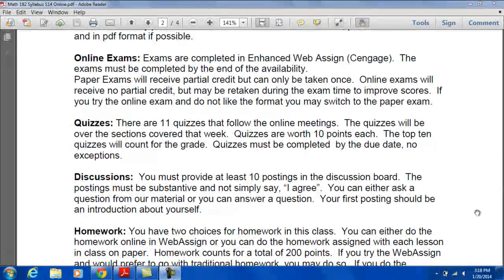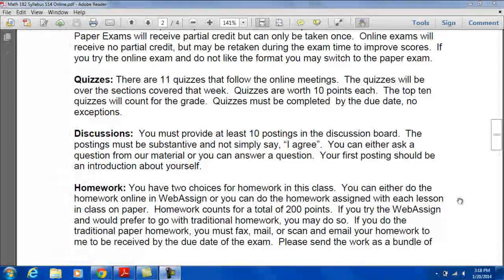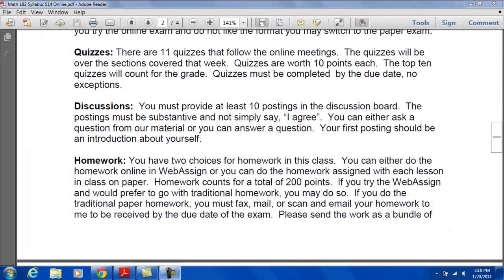Online exams are completed in WebAssign. The exam must be completed by the end of the availability period. Paper exams will receive partial credit but can only be taken once, but online exams get no partial credit, but they can be repeated to improve the score. But if you try the online test and don't like the format, you can go back to paper tests. As I said, there are 11 quizzes.